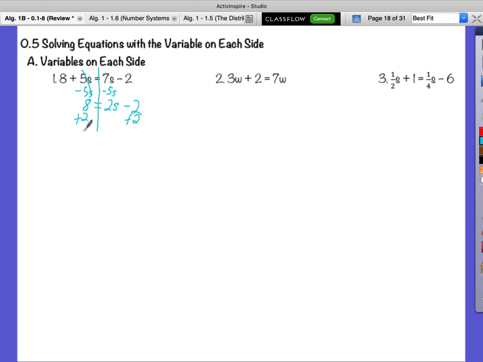What's 8 plus 2? 10. We have 2s still. We haven't done anything with that. And what's negative 2 plus 2? 0, okay? Now, this is just a one-step equation now, okay? This is one step now. What do we have to do? Get rid of the 2. How do we get rid of this 2?